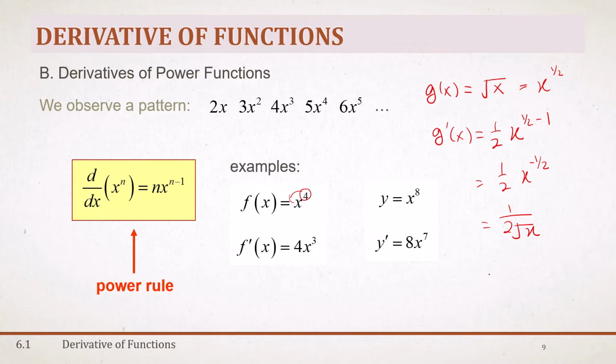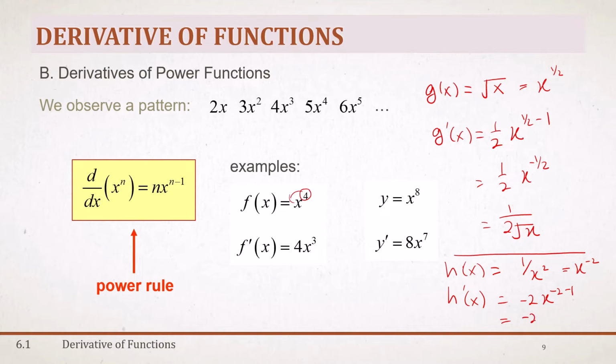Now there is another example. Let's say I have h(x) equals 1 over x squared. I can easily change it into a negative index, so it's x to the power of negative 2. How am I going to differentiate it? Negative 2 brought in front, and remember, it's always minus 1. So you are going to have negative 2 x to the power of negative 3. And you can bring the negative 3 to the underneath, so it becomes negative 2 over x cubed.